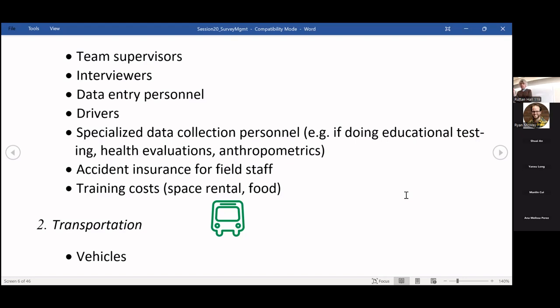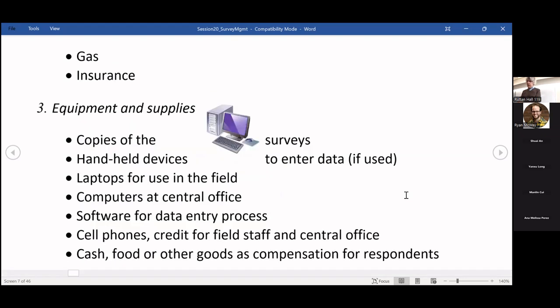There may be special data collection efforts, like sometimes if you're doing a health survey, you may want to draw blood from people, or collect other things, do a little physical exam, and you need special people to do that. So there's a lot of different things. Transportation, where there's vehicles, but then there's fuel and insurance, and then there's all kinds of equipment. If you're doing paper questionnaires, you need to get copies of them. Maybe you need to buy copiers.